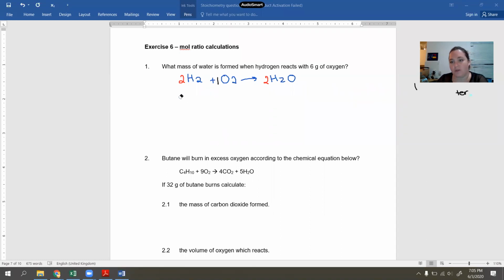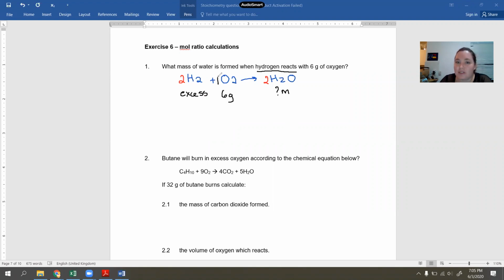Now we've got to use the information that we were given. We were asked what mass of water, so under water I'm going to put question mark M. That tells me I'm looking for what mass of water is formed when hydrogen reacts with 6 grams of oxygen. Because they didn't tell me how much hydrogen there was, I have to assume that it is in excess. Excess means more of it than I need, okay? So if I've got more hydrogen than I need, then I don't have to worry about how much there is.